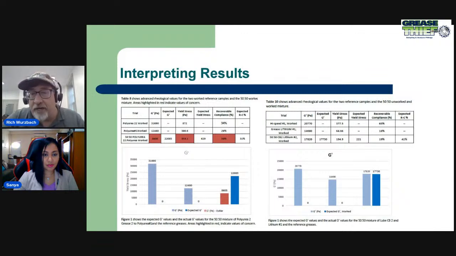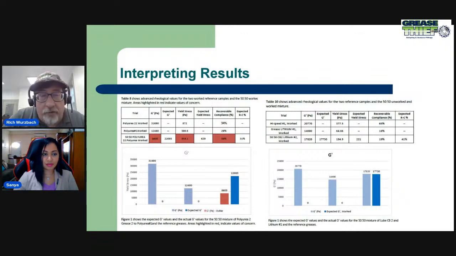So you see down here to the right, here's the G prime values of two greases that have very different G prime values. And there is a numerical predicted value as the light blue. And you see the dark blue says, boom, right on. Those greases, when you mix them together, still behave like you expect them to.